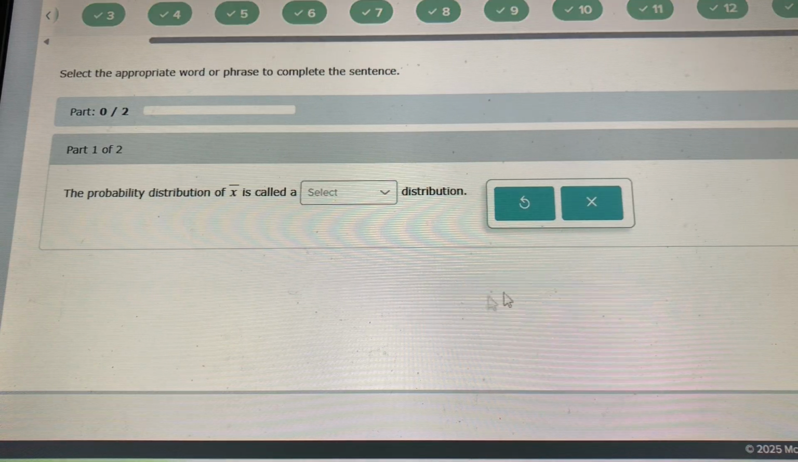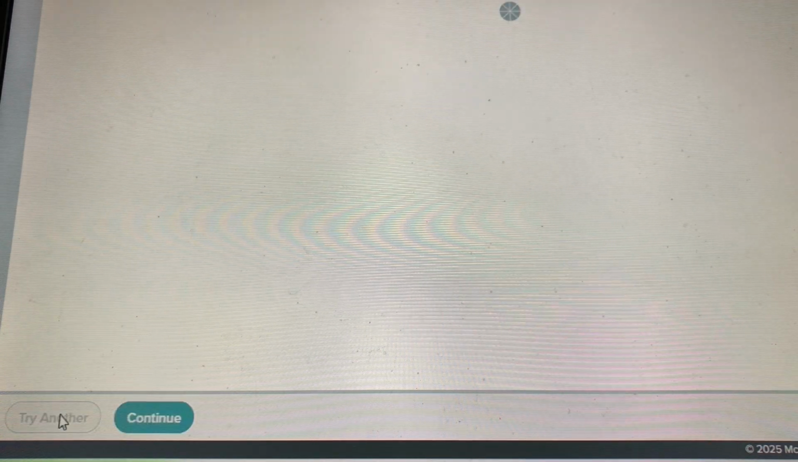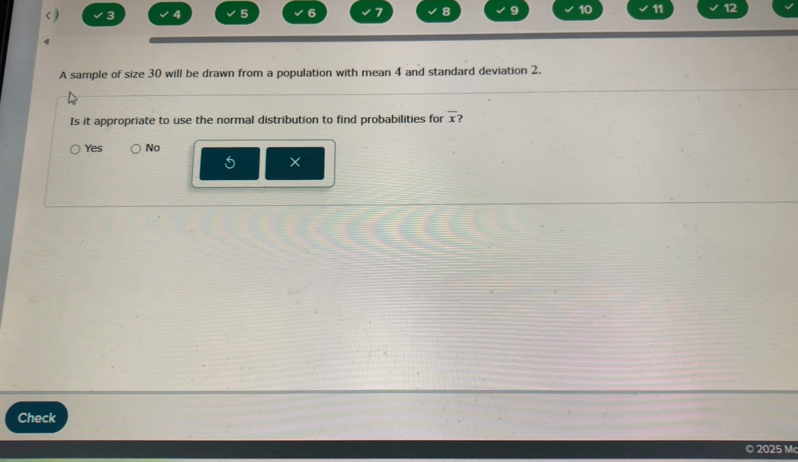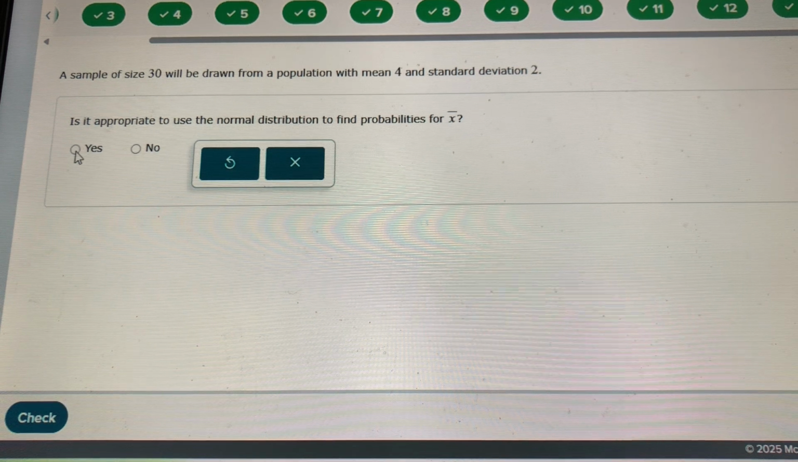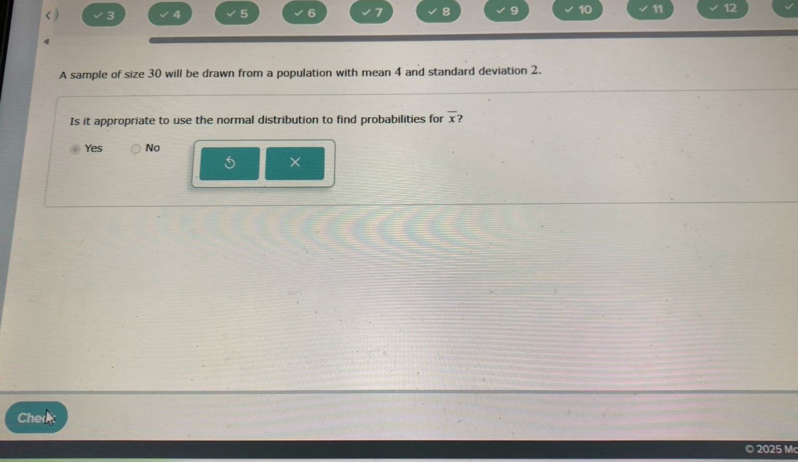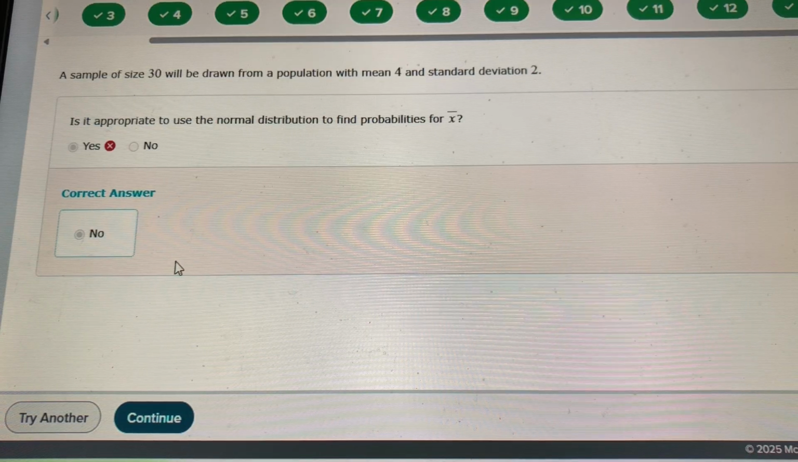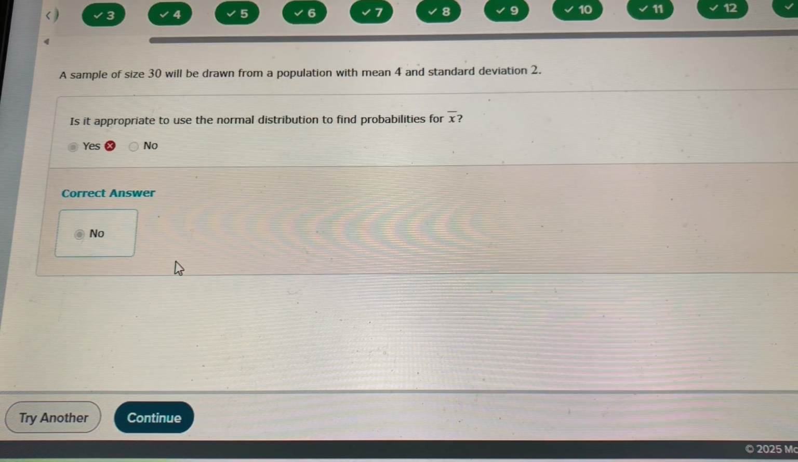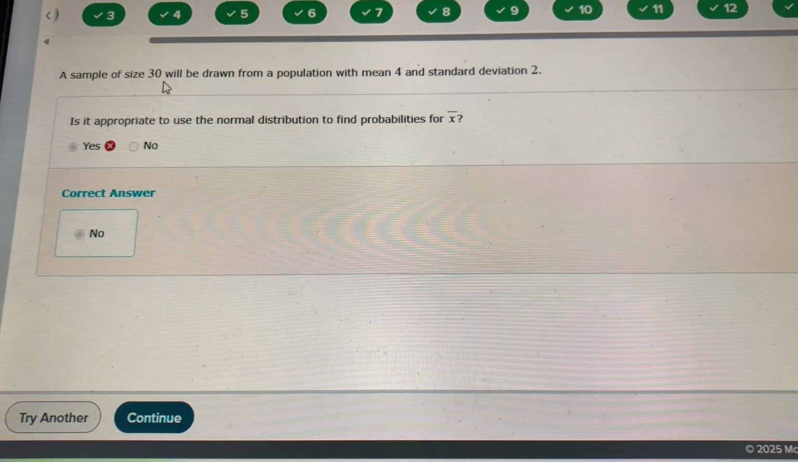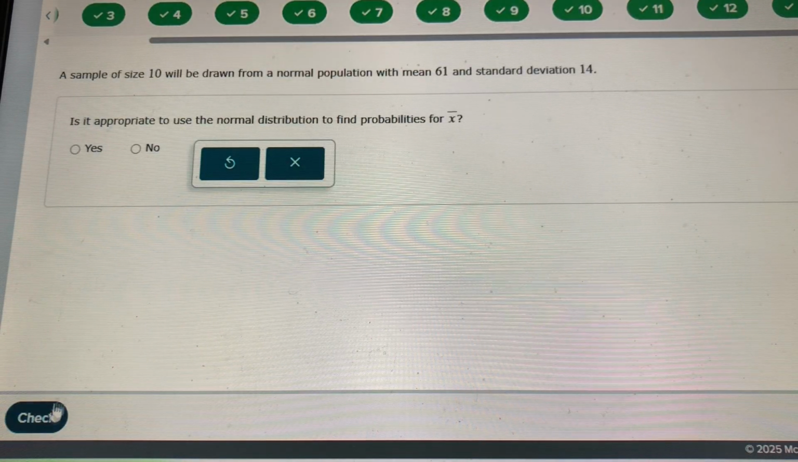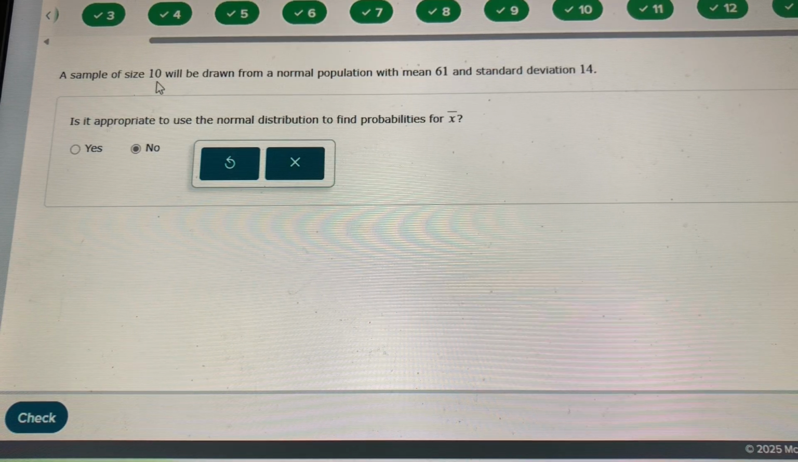Okay, so if I go back to 14 real quick and try another one. Sample of 30, see, that's just barely good enough. Okay, maybe some books say at least 30. Maybe this one's saying greater than 30. Maybe it has to physically be greater than 30. Let me try another one. 10. See, 10 is definitely no good. If it's under 30, definitely that's not good enough.